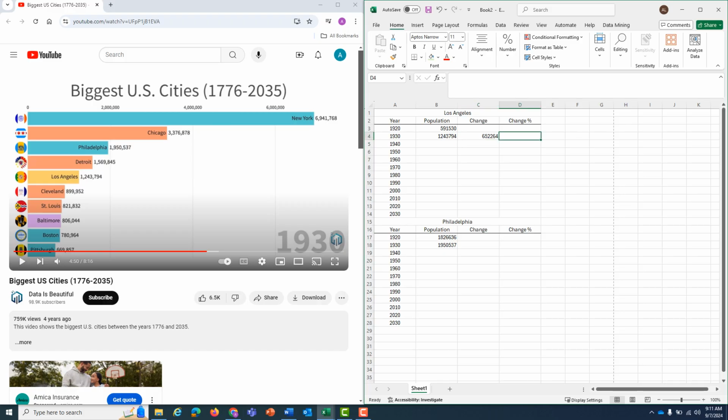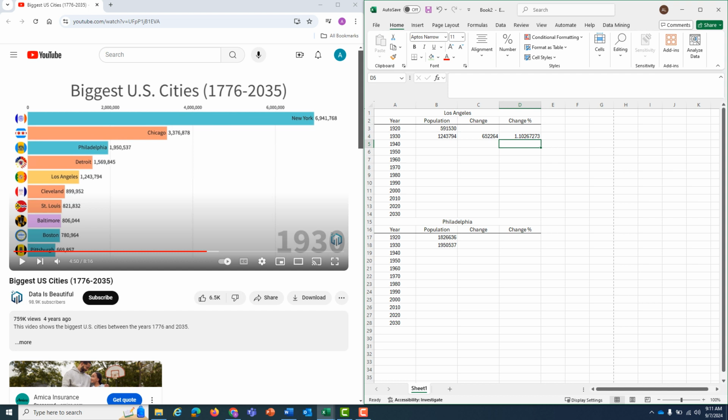What percent of change is that? Well, you can find the percent of change by taking the amount of change that happened during the period and dividing by what it was prior to that period beginning. So if population was 591,530 in 1920 and it increased by 652,264 in that 10-year period, that's a massive increase to population, over 100%.